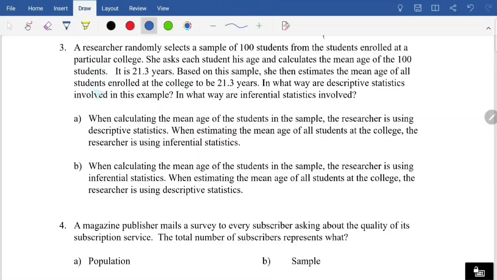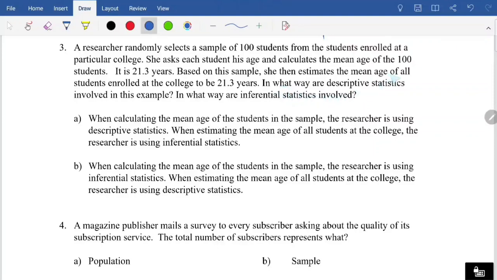Now, question number 3 says, a researcher randomly selects a sample of 100 students from the students enrolled at a particular college. So that means a sample of 100 students was obtained from the students at a particular college, and then the researcher asks each student his age and calculates the mean age of the 100 students. It is 21.3 years. Based on this sample, she then estimates the mean age of all students enrolled at the college to be 21.3 years.